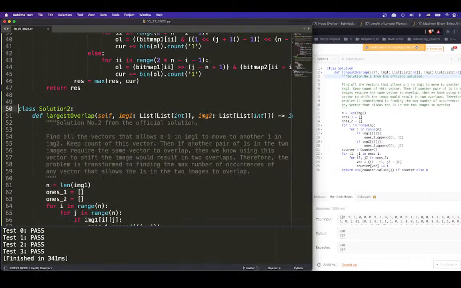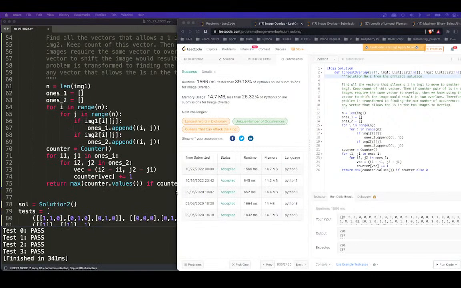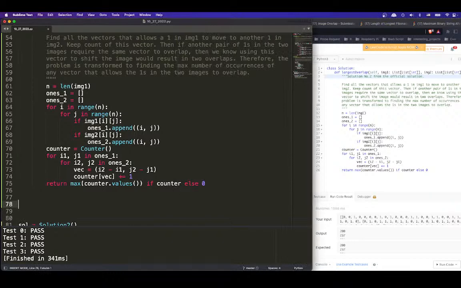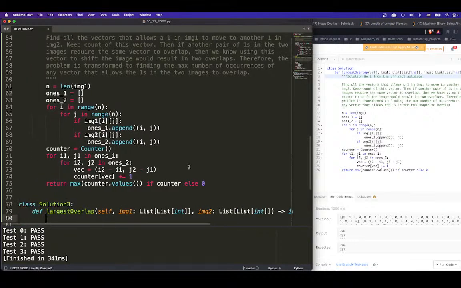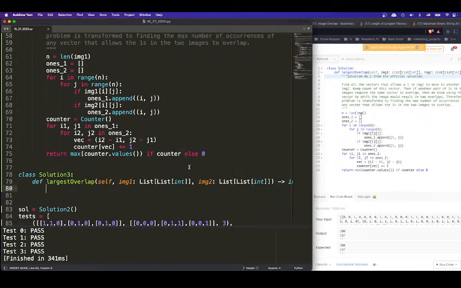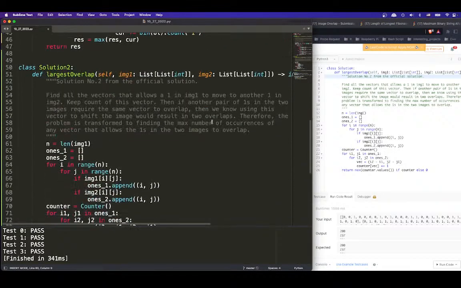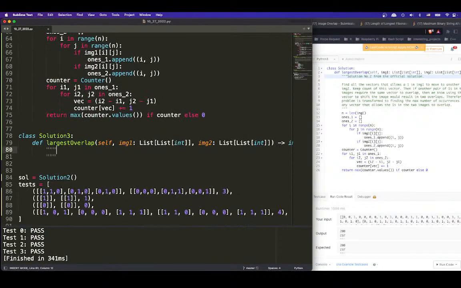All right, now we're gonna go for number 3. Yeah, that's all right. Don't really care too much about the time. All right, number 3. So number 3 is going to be. Oh, I might be able to post this. So this is the solution 3. This is the third solution of the official solution.